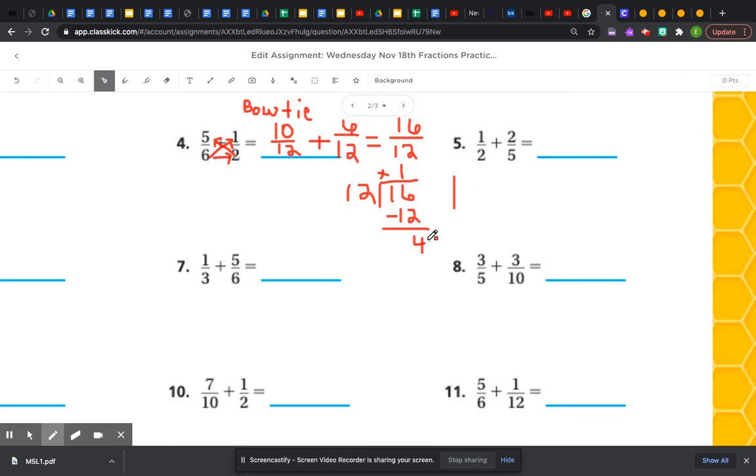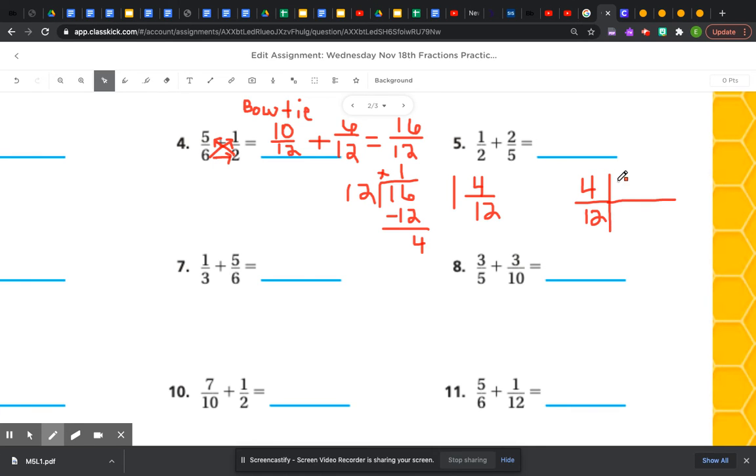1. Your numerator was originally 16, and now it is 4. And your denominator stays the same, which is 12. Now, this number is not simplified because you do need to make sure that your answers are simplified. And to simplify, you just write out your multiplication facts for each number.